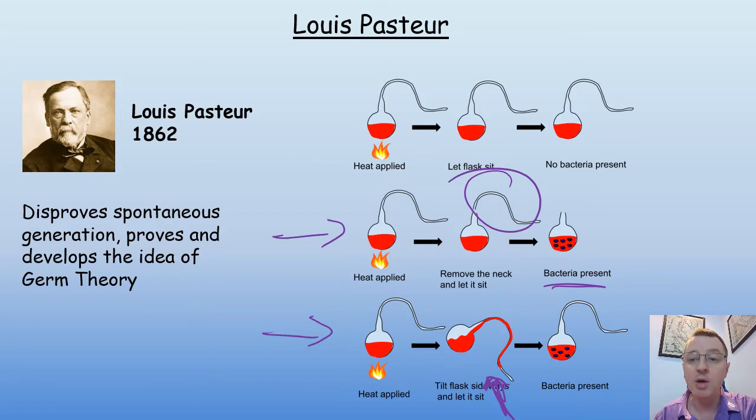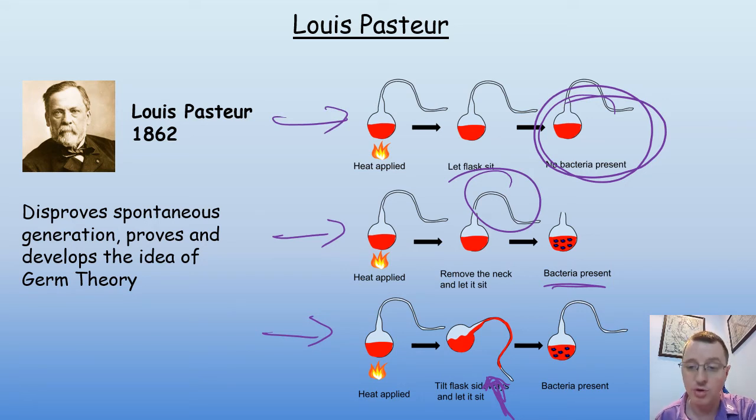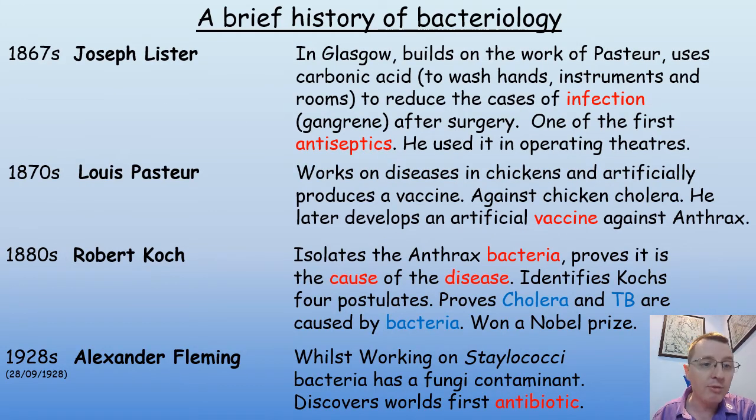At the time, people thought that bacteria would just spontaneously appear out of nowhere. If that was the case, we would expect to have bacteria in this flask in his first experiment, but that's not true. It doesn't happen. So Louis Pasteur disproves the idea that bacteria can spontaneously generate. And this leads us on to think about how bacteria can be spread from one person to another person, or spread through the environment. Around the same time, in the 1867s, Joseph Lister in Glasgow builds on the work of Pasteur and uses carbolic acid to wash hands and instruments and rooms, and reduces the cases of infections, in his case a disease called gangrene, after surgery.